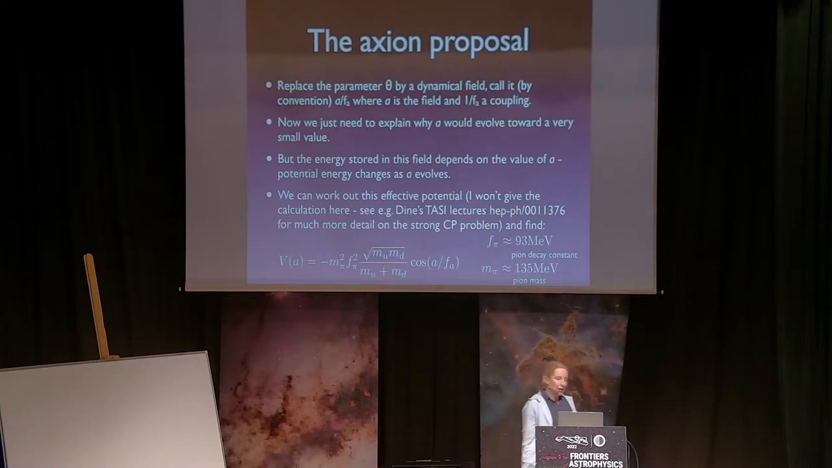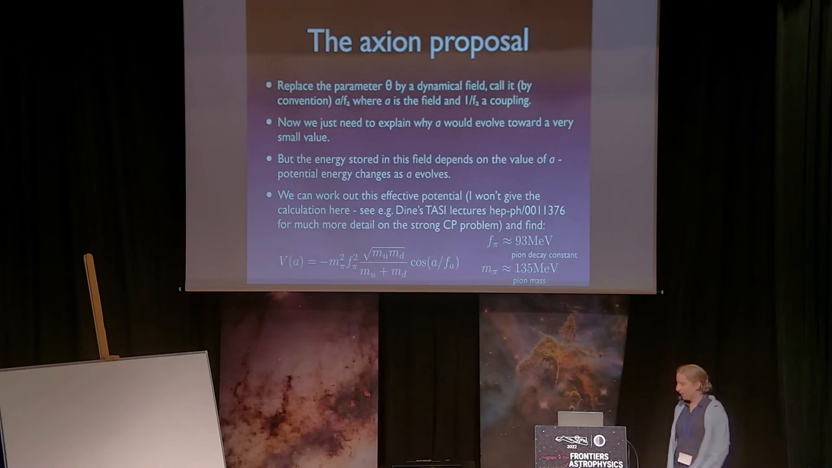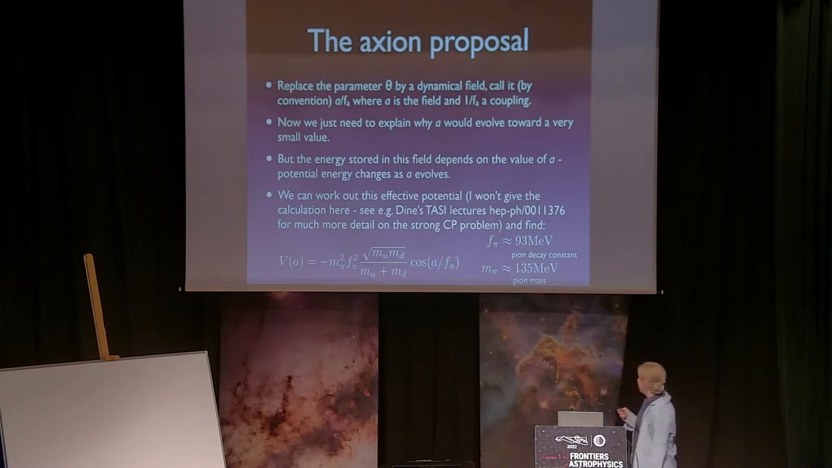Now, you can work out this potential using some clever tricks involving using the pion mass as a probe of the structure of the QCD vacuum. If you want to, Michael Dine has TASI lectures which go through this with some simple examples and then the full QCD example. But what you end up finding is this potential, which describes the amount of potential energy in the system as a function of the value of this A field, looks like this. So m pi here is the mass of the pions, f pi is the effective energy scale associated with the pions, so it's also around 100 MeV. And mu, md are the masses of the up and down quarks.